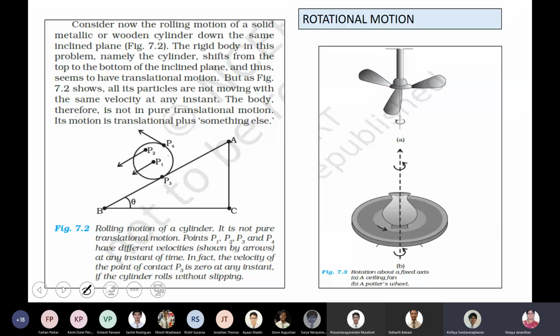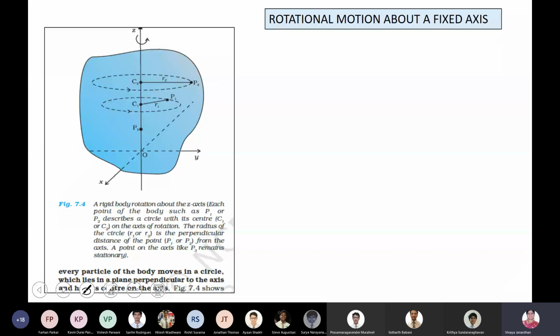What is the difference between translational motion and pure translation motion? In that case, boys, you have a translatory motion. The path can be different. It can be a straight line path. It can be a curvilinear path.